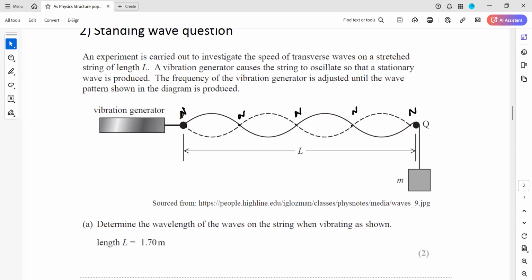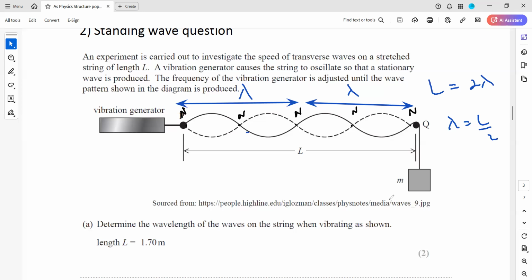The distance between three successive nodes is one wavelength, and the next three successive nodes is another wavelength. So this is one wavelength, this is another wavelength. So we can say L is equal to two wavelengths, lambda plus lambda. If we need the wavelength, it will be L divided by 2. L in the question is 1.7, so 1.7 divided by 2 gives the wavelength, which is 0.85 meter.